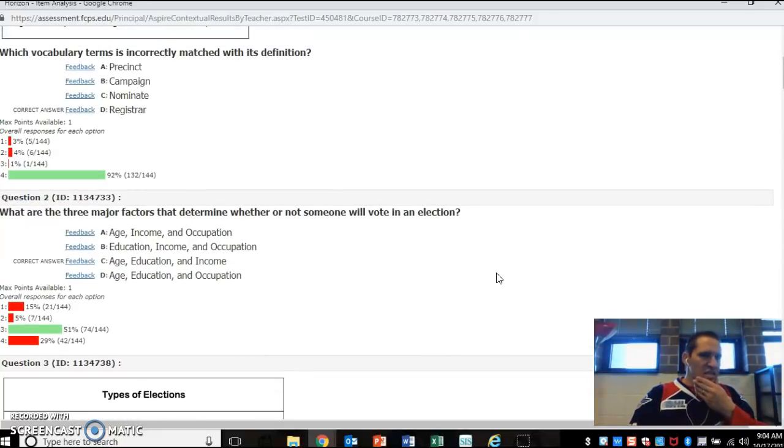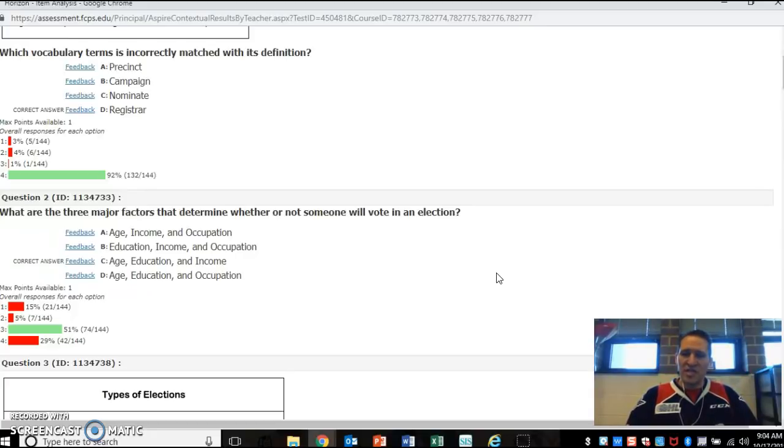Number 2 says, what are the 3 major factors that determine whether or not someone will vote in an election? One of the things I talked about with this was the first three vowels is a good way to remember it. Age, education, income, AEI. That's how we remember this. It's kind of a little mnemonic device to help remember that. So age, education, and income.